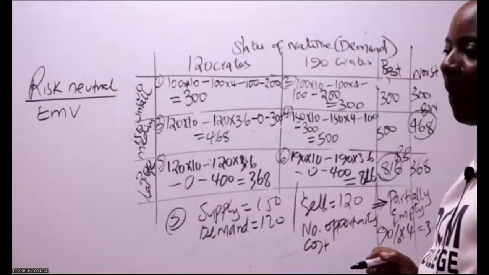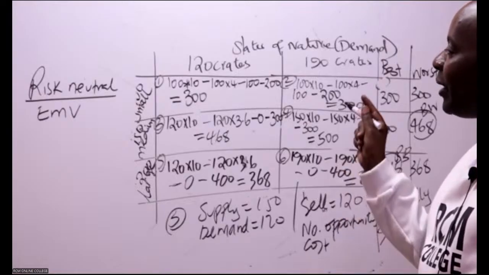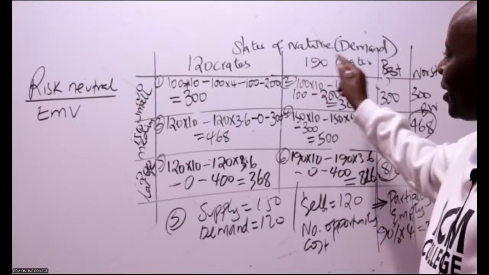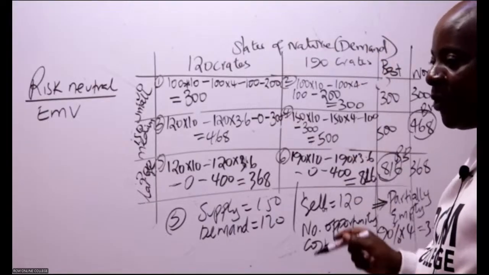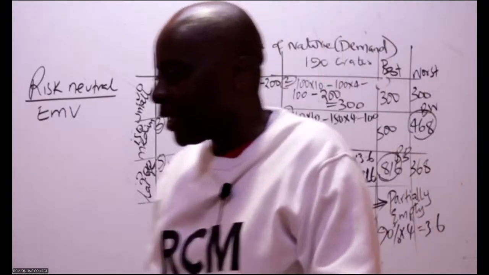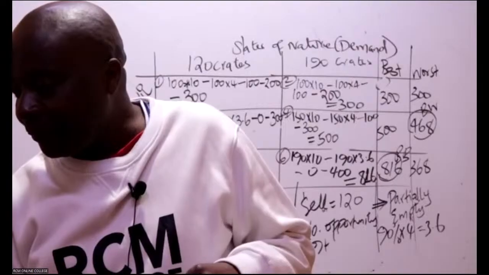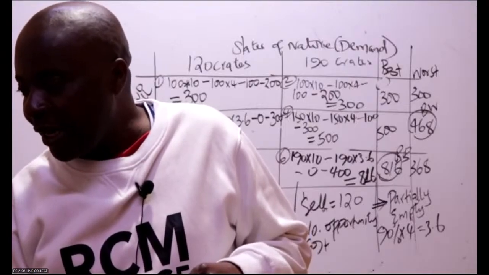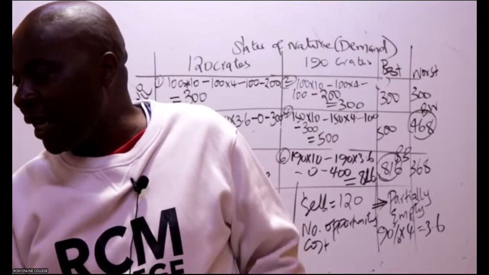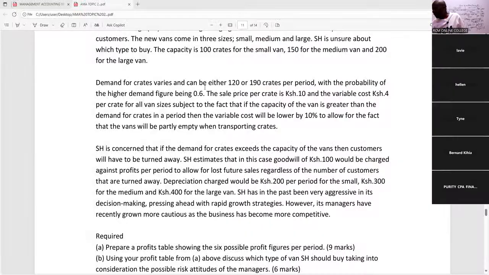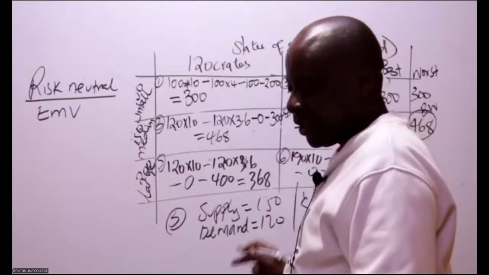Is there somebody who is able to remember the probabilities that were given to us for these demand states? 0.6 for the higher. They told us somewhere here: the demand for crates varies and it can either be 120 or 190 crates per period, with the probability of the higher demand being 0.6.